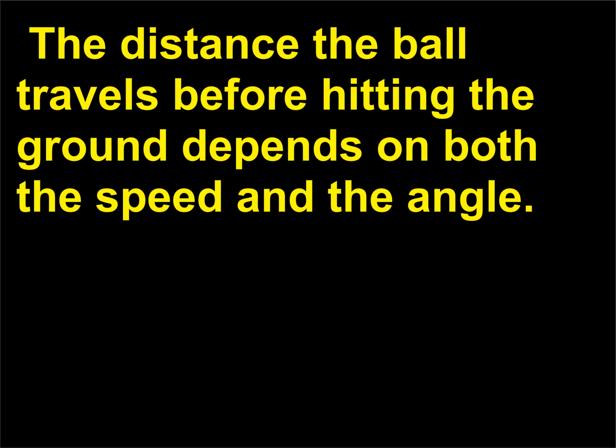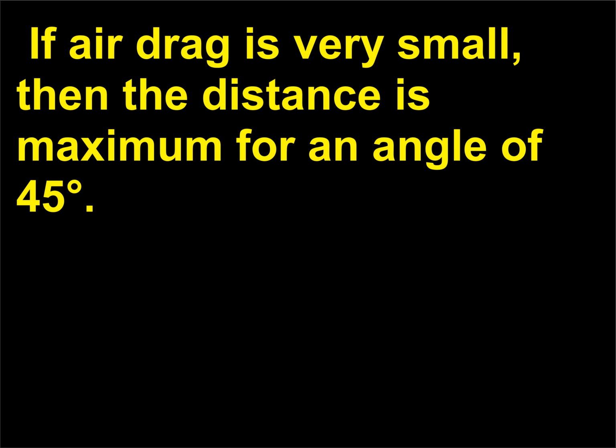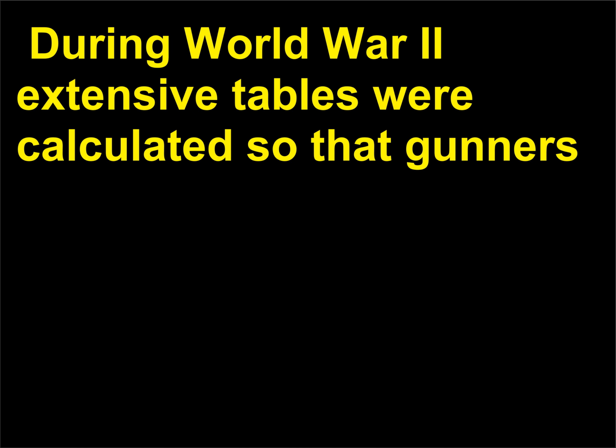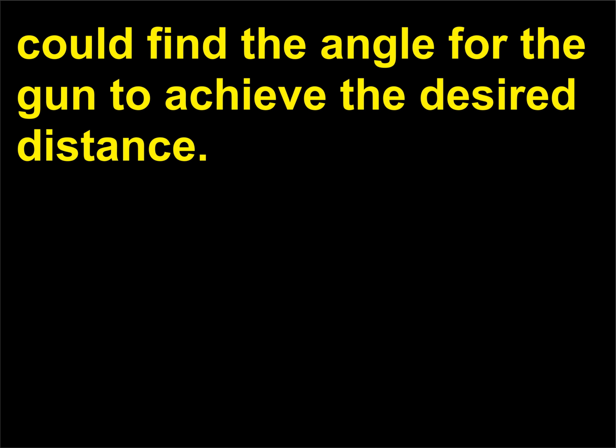The distance the ball travels before hitting the ground depends on both the speed and the angle. If air drag is very small, then the distance is maximum for an angle of 45 degrees. Air drag causes the angle for maximum distance to drop to around 35 degrees. During World War II, extensive tables were calculated so that gunners could find the angle for the gun to achieve the desired distance.